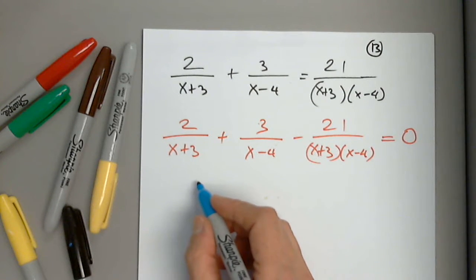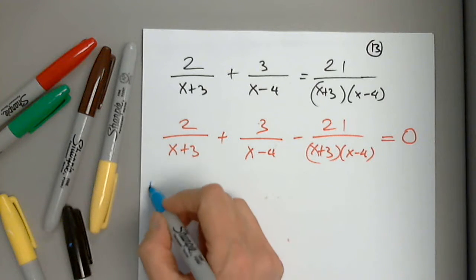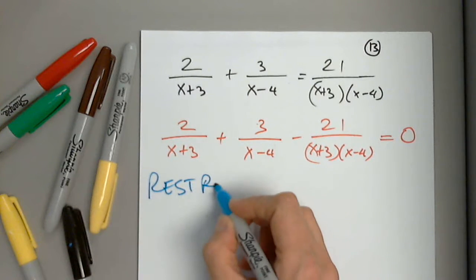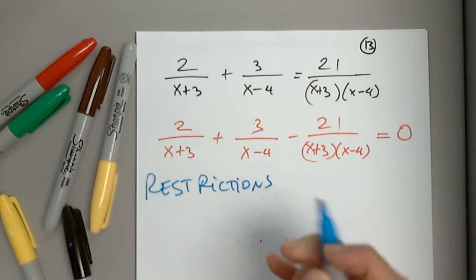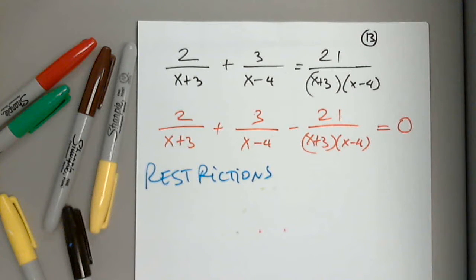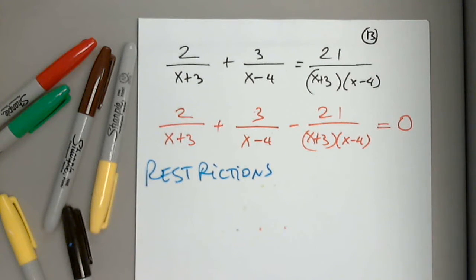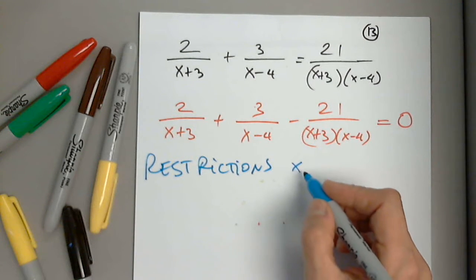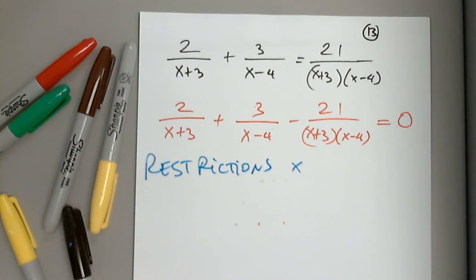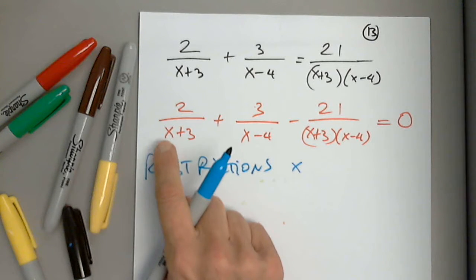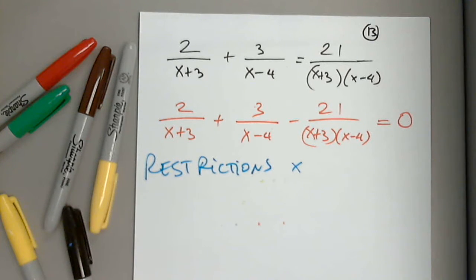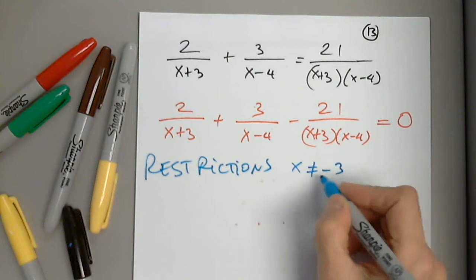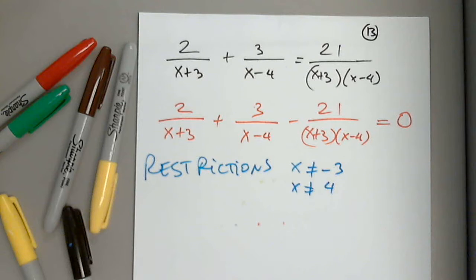What is it? Correct, restrictions. Restrictions on x, very important because it's a rational equation. So what do I write? It can't be 0? No, x can be 0. 0 plus 3, division by 3 is fine. It cannot be negative 3 or 4. Is that clear? Everyone? Good.